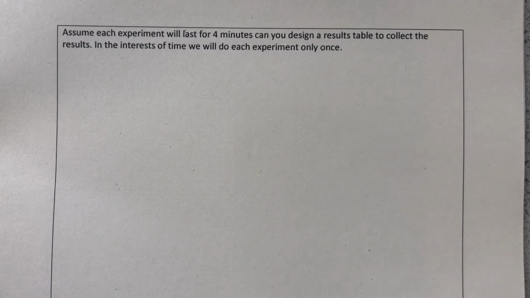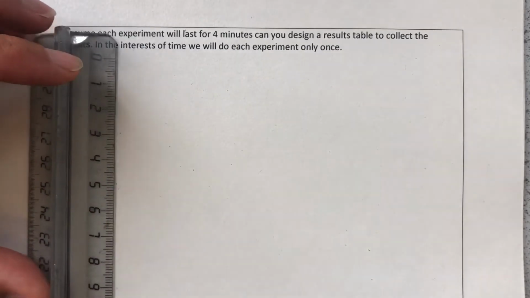So we could say just take a reading after 30 seconds in both experiments, and that would give us an idea of how quick things went. I guess the problem with that is, what if that reading after 30 seconds is anomalous? If we only take one reading, we won't know. So we're going to do this experiment for 4 minutes.